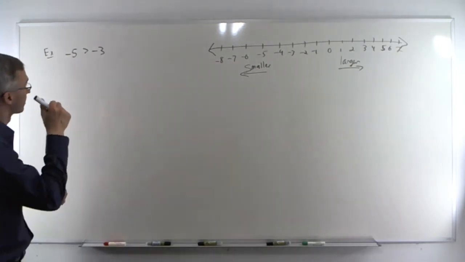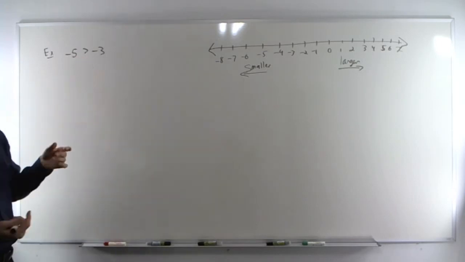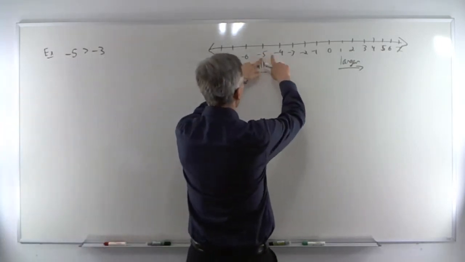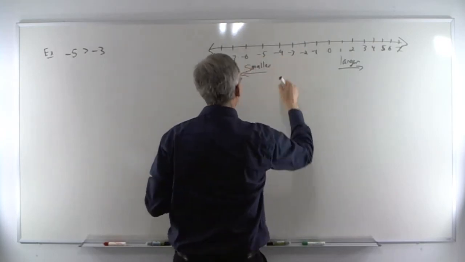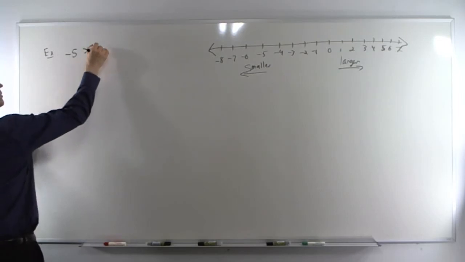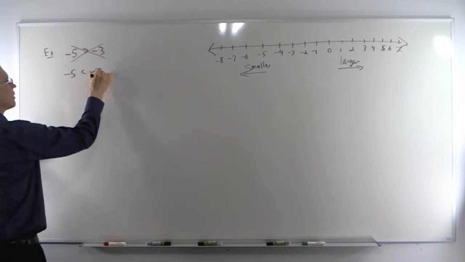Now, it may seem like this is true because the 5 is bigger than the 3. But when you have negatives, it's switched. Because -5 is to the left of -3, -5 is smaller than -3. So this is false. To make it true, you have to switch that around.